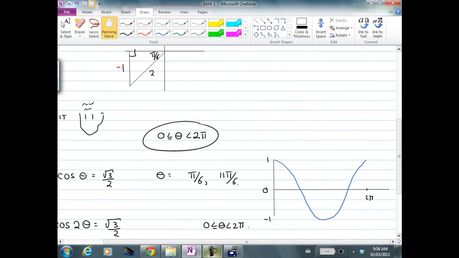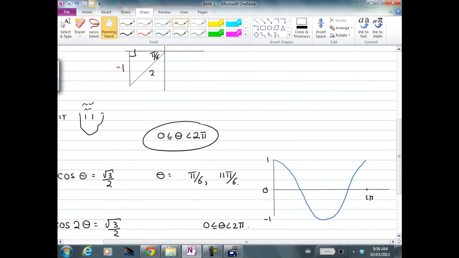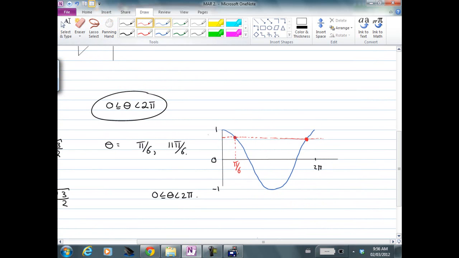What did you do with the calculator? I went root 3 divided by 2. I just want to know what the decimal is going to be. Okay. So root 3 over 2 is going to be somewhere around here. This line represents root 3 over 2. It hits 2 points, 1 and 2. Yep. This point really is pi by 6, and that's why your answer is pi by 6. This point really is 11 pi by 6, and that's where 11 pi by 6 actually came from.